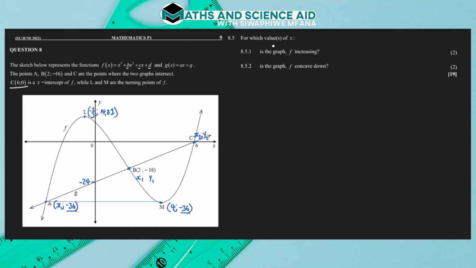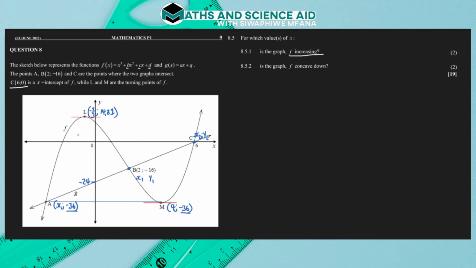8.5. For which values of x, 8.5.1, is the graph of f increasing? Okay, well, firstly, you must remember that at the turning points, the function is neither increasing nor decreasing, which is exactly why sometimes we call the turning points the stationary points, because at the turning points, the gradient of a function is just 0. So the function is not increasing and it's not decreasing.